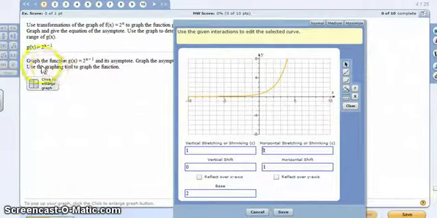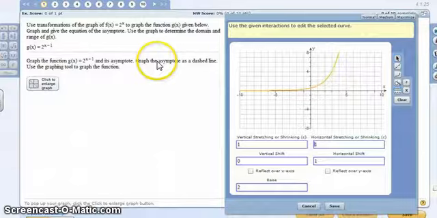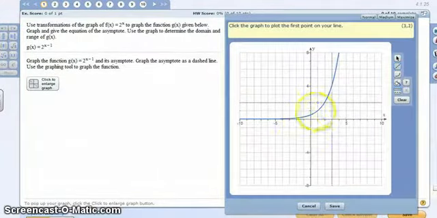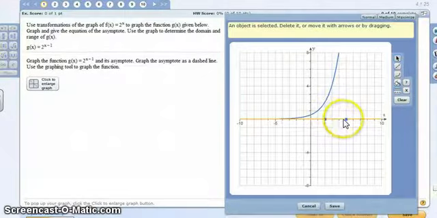Except it says graph the function g of x and its asymptote. And I'm going to move this over just a little bit further. It says graph the asymptote with a dashed line. So I've correctly graphed this with a solid line. So what I'm going to do is I'm going to come over here and grab the line tool, and I'm going to draw a horizontal line at y equals 0, or the x-axis. So I'm just going to click on 2 points on the x-axis to draw this horizontal line.